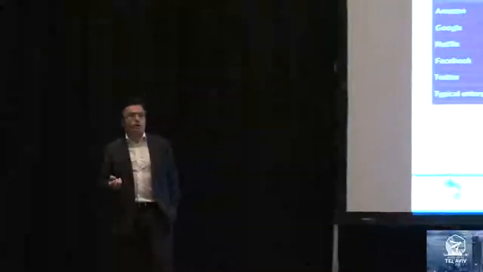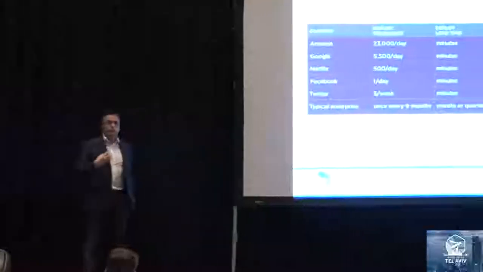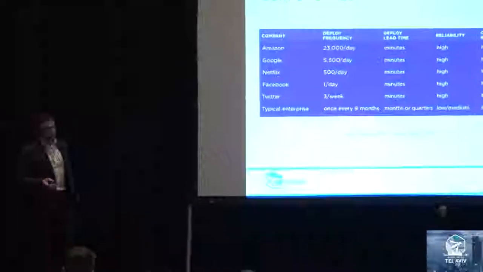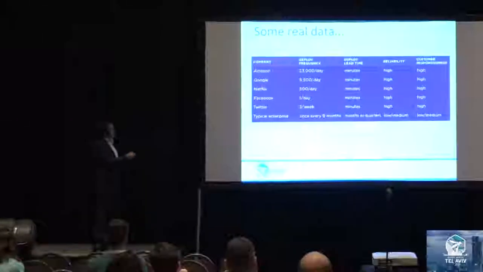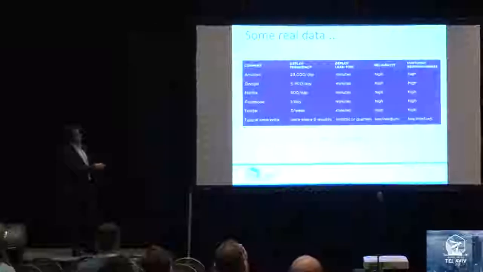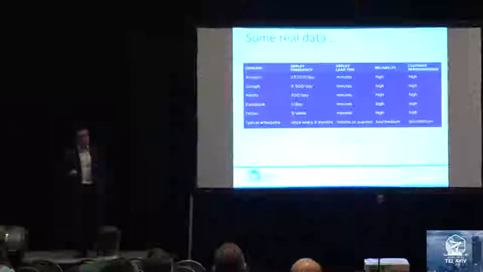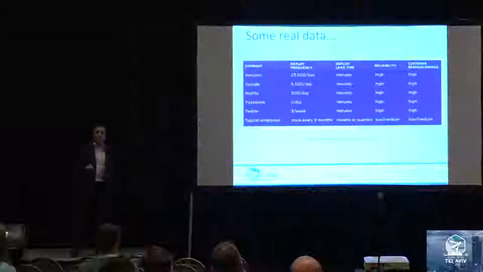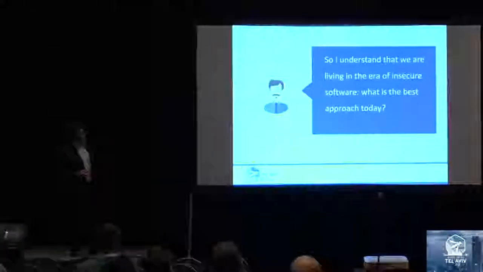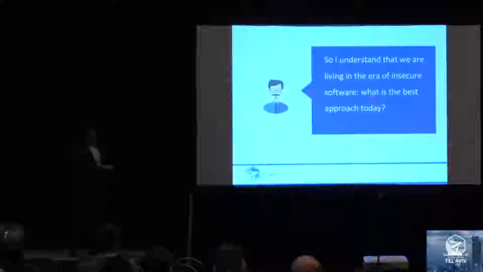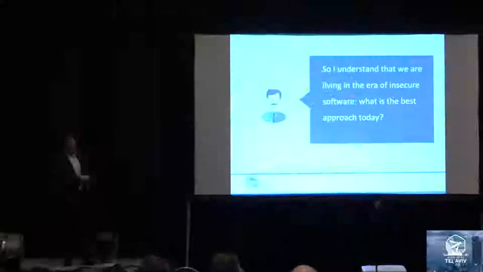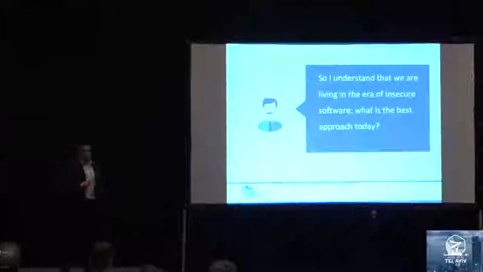But what is the reality? The reality is that you don't have to manage 12 lines of code. You have to manage millions, billions of lines of code. So, for example, the big ones, Amazon, Google, Netflix, have an impressive deploy frequency. So how can you manage this problem today? So we are living today in an era of insecure software.